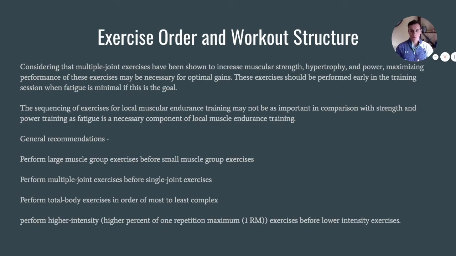So again, a little bit of a repeat there. Considering that multiple joint exercises have been shown to increase muscular strength, hypertrophy, and power, maximizing performance of these exercises may be necessary for optimal gains. Again, because of the number of muscle groups involved, if we're combining different types of exercises, these should be performed early in the training session when fatigue is minimal. The sequencing of exercises for local muscular endurance may not be as important in comparison with strength and power, as obviously fatigue is a necessary component of local muscular endurance training.